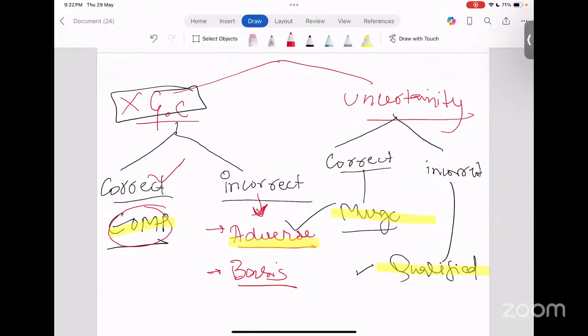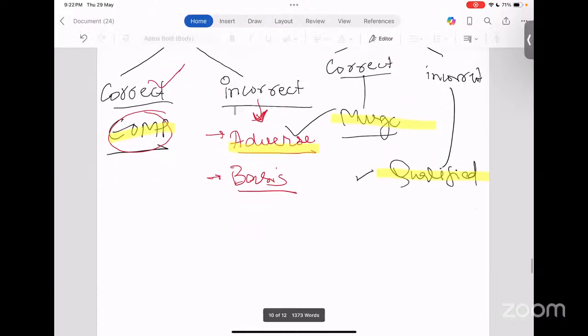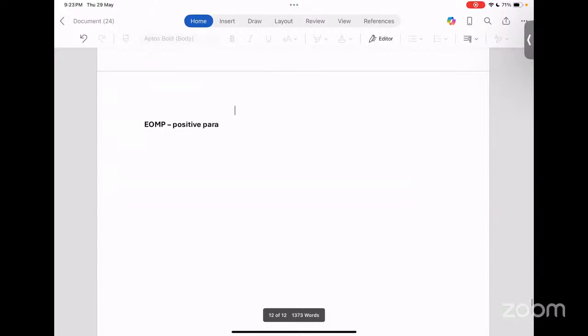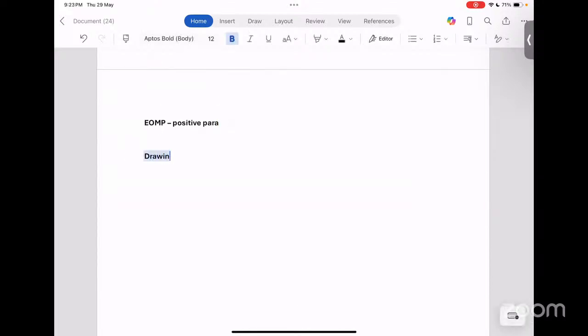So I hope you're understanding that when there is a correct disclosure, that's when I give an emphasis of matter paragraph. So what is an emphasis of matter paragraph? Drawing the user's attention to a correctly recorded or disclosed account balance or transaction. So we draw the user's attention to this, which was correctly disclosed, and we don't talk about the wrong things or misstatements here. Then we have the other information paragraph.